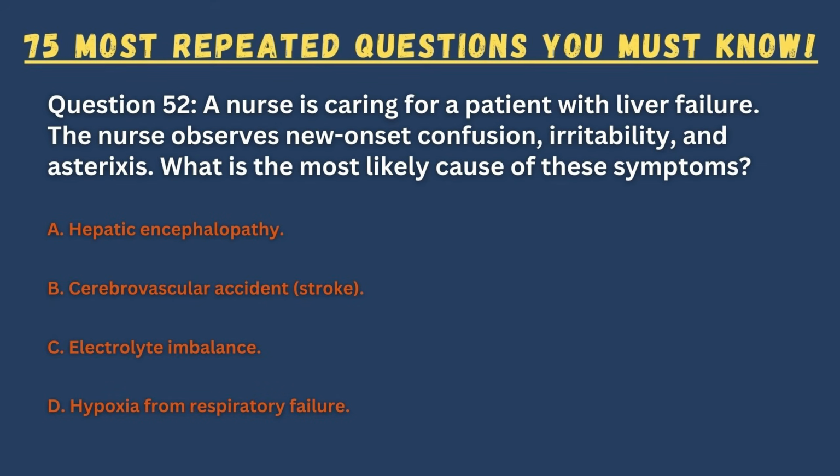Question 52. A nurse is caring for a patient with liver failure. The nurse observes new-onset confusion, irritability, and asterixis. What is the most likely cause of these symptoms? A. Hepatic encephalopathy. B. Cerebrovascular accident, stroke. C. Electrolyte imbalance. D. Hypoxia from respiratory failure.